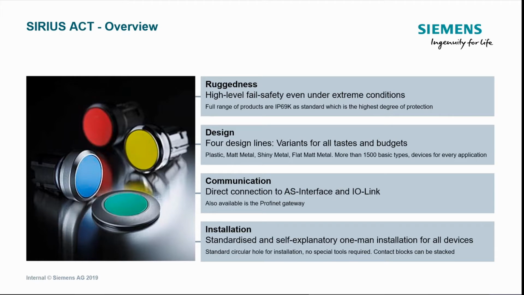We have 4 design lines within Sirius ACT as well. So we have plastic, matte metal, shiny metal, and then we have a flat matte metal as well. And we have more than 1,500 basic types, and then we have more than 2,000 accessories. So it's a large portfolio. And we've got great communication options. So we've got things like RZ and IO-Link, and then we've also got the PROFINET gateway, which is available as well and unique to Siemens.